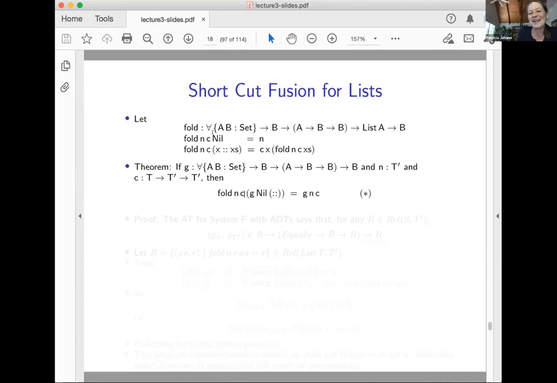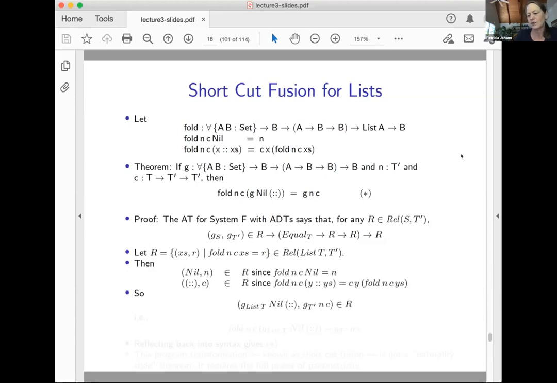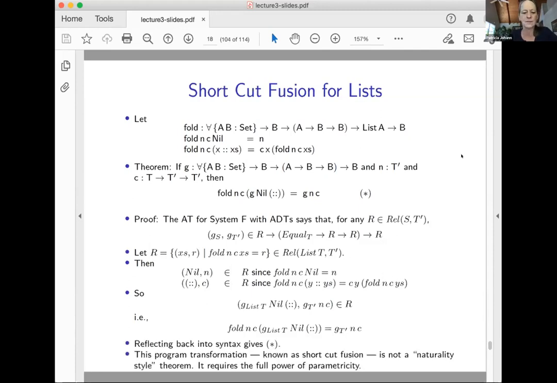Okay, all right. So anyway, I actually wrote the derivation here, so you'll have it in the slides, but I don't really think it's necessarily worth going through in real time. But you can get this by parametricity. And again, this is not a naturality style theorem.